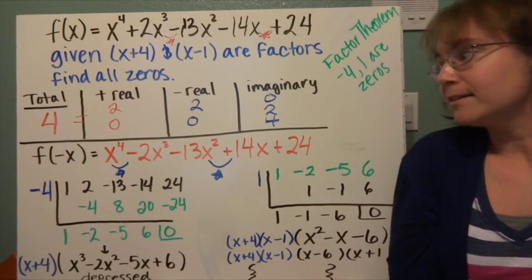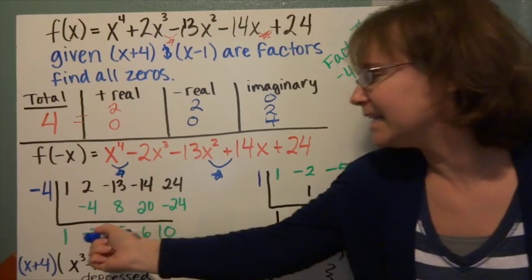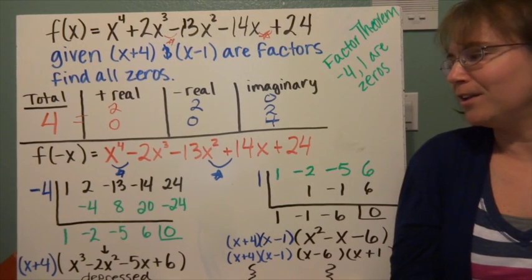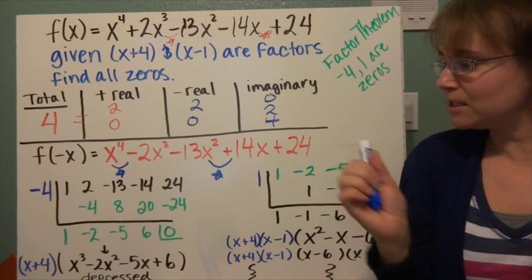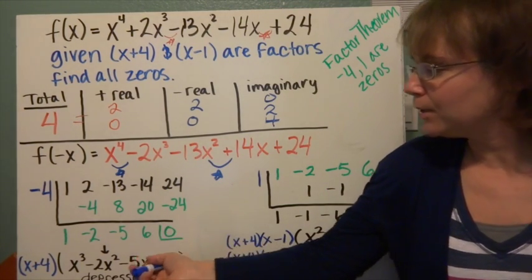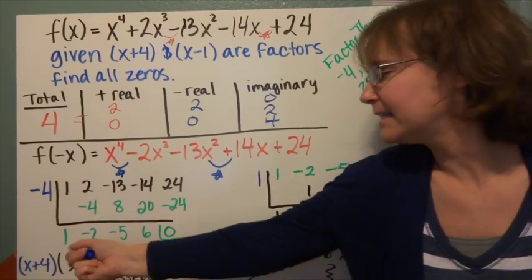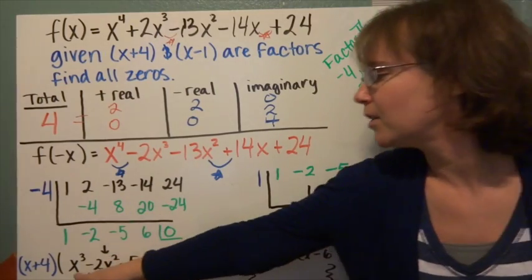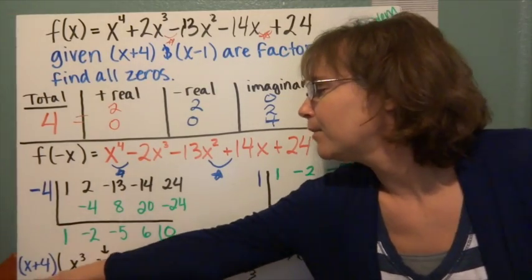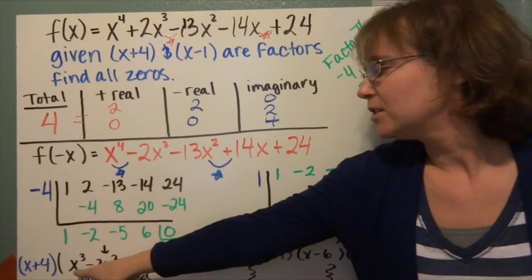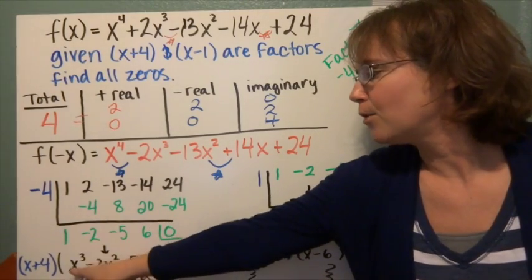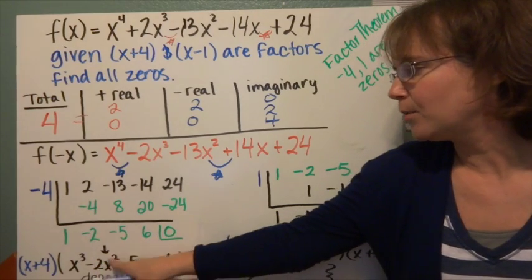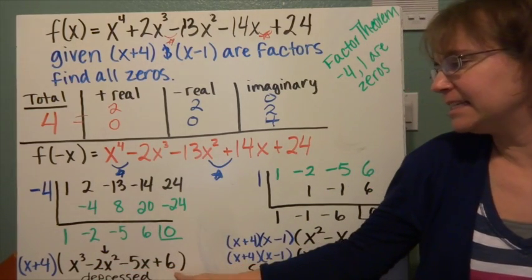Now, why, you ask, do I divide that? Well, it's to get this right here. This is called the depressed polynomial, and not because it's sad, but because it's smaller. So if we could actually rewrite this with our x's back in line there, we're not going to start with x to the fourth anymore because we already divided by an x. So we start with x to the third, and that 1 is the coefficient in front of the x to the third. Minus 2x squared minus 5x plus 6.